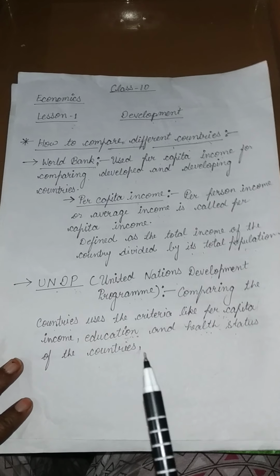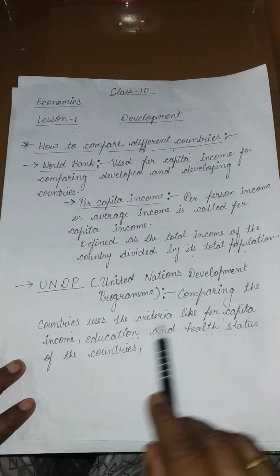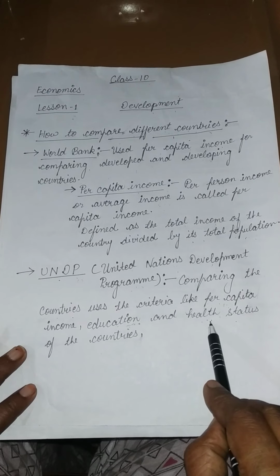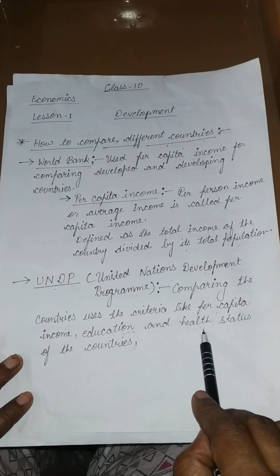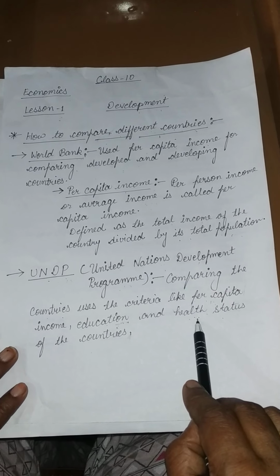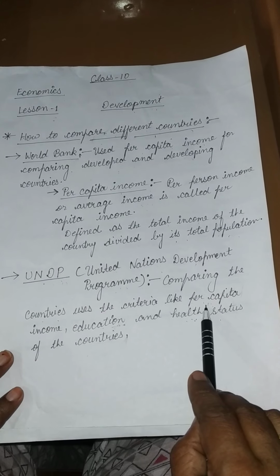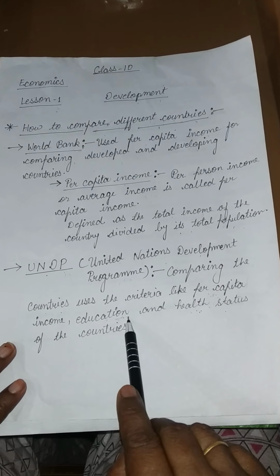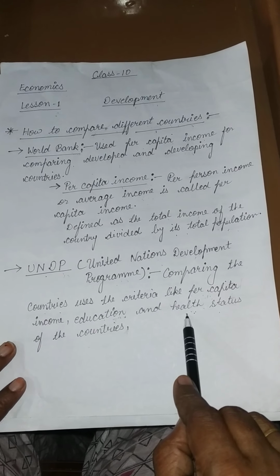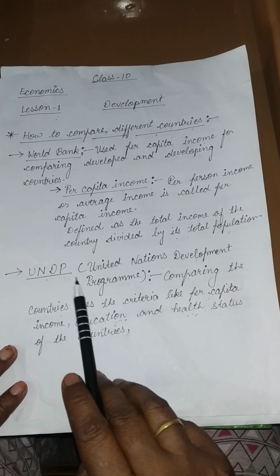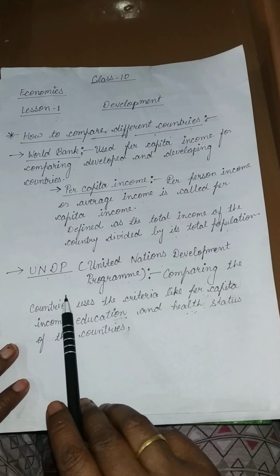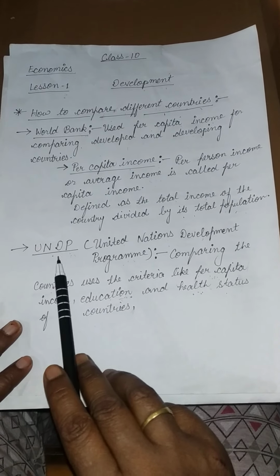If one country has high per capita income but its education status and health status are not in developed condition, that means the country is not developed. To be declared a developed country according to UNDP, a country should have high per person income, including high educational facilities and health status also. Now you understand how the World Bank and UNDP collect the data, according to which we know about the developed and developing status of different countries.